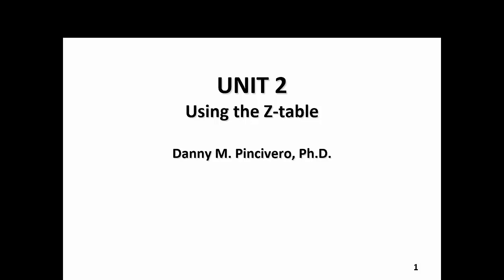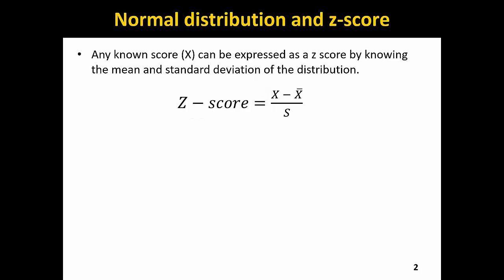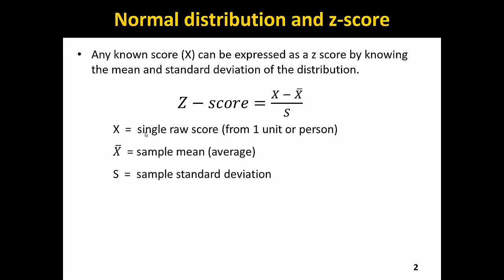In this brief video, we're going to go over how to use the z-table when we compute a z-value. We'll start with something we left off with in a previous lecture, and that's how to calculate a z-score. In order to calculate a z-score, we need three things. We need a raw score from one unit or person, and we need some sample statistics that were generated.